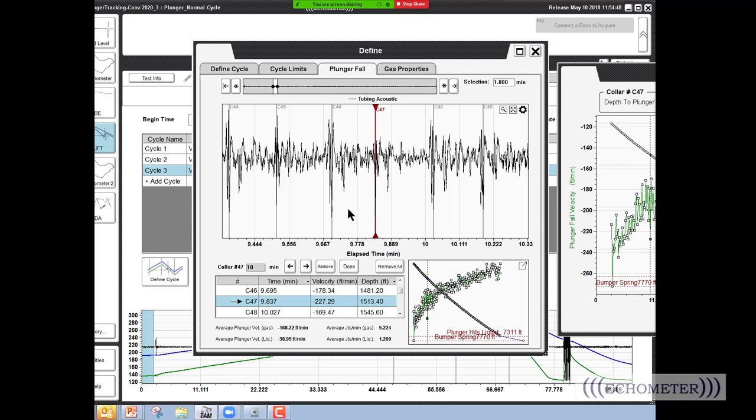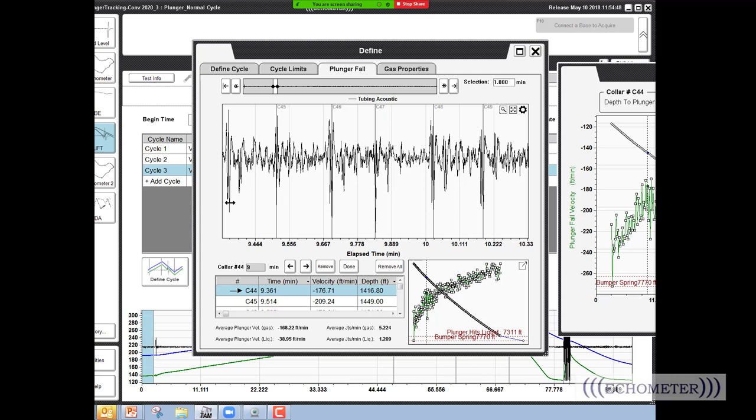Well, if you look right here, the plunger went by the collar and made two noises. And right there, it only made one. Here, it made two, and it's the second one. And there's the first one. So the real problem starts over here.